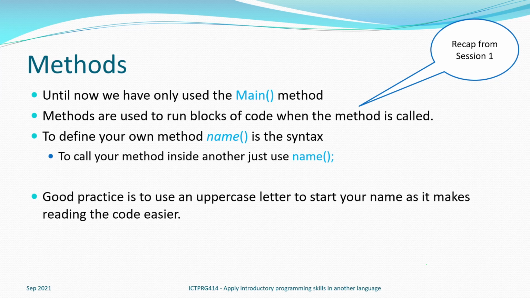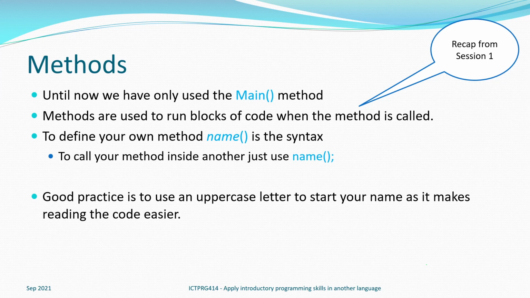So, quick recap of methods. The method that we've most commonly seen so far is the main method. Now, what's a method? A method's just a block of code that can be called. So you can define your own method using the syntax of a name and then the brackets. Now, you then call that block of code anywhere else within the program by just repeating that name, the brackets and the semicolon.